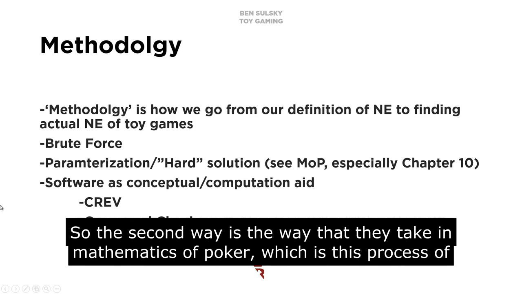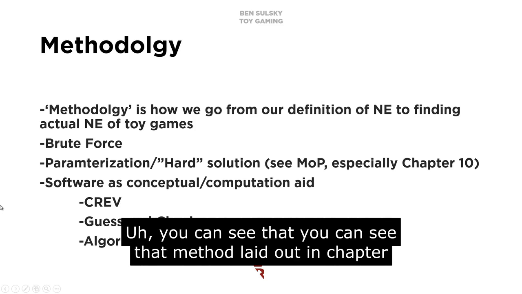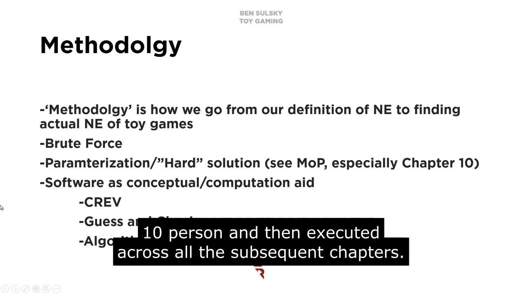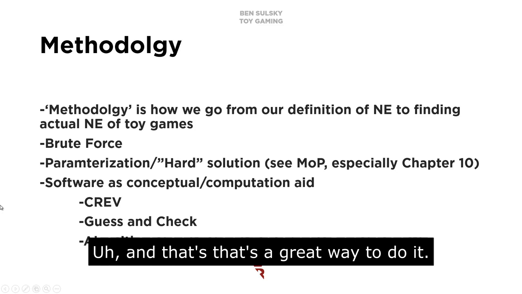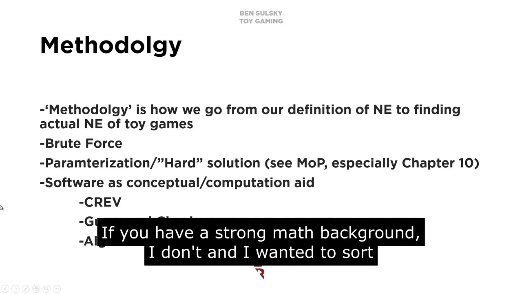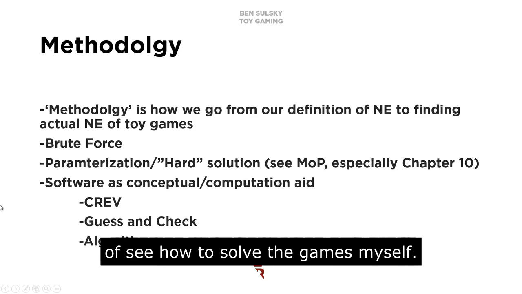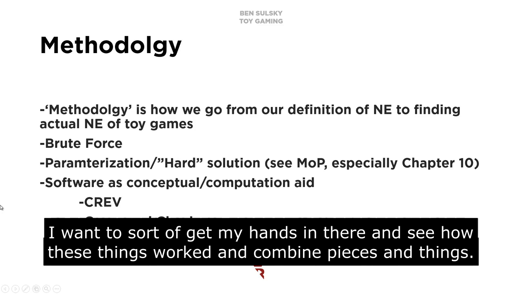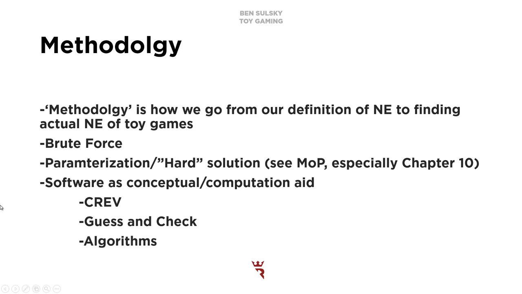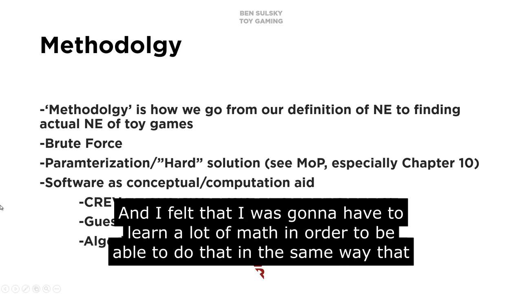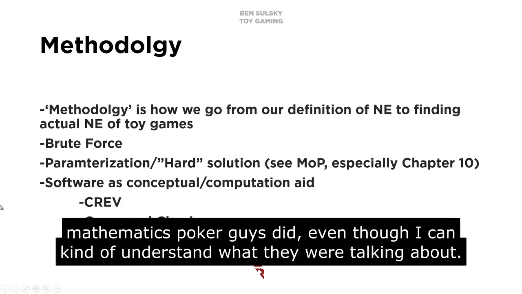The second way is the way they take in Mathematics of Poker, which is this process of parameterization and solving a game. You can see that method laid out in chapter 10 first, and then it's executed across all the subsequent chapters. And that's a great way to do it if you have a strong math background. I don't. And I wanted to see how to solve the games myself, to get my hands in there and see how these things worked and combine pieces. I found that I was going to have to learn a lot of math to do that the same way the Mathematics of Poker guys did, even though I could kind of understand what they were talking about.